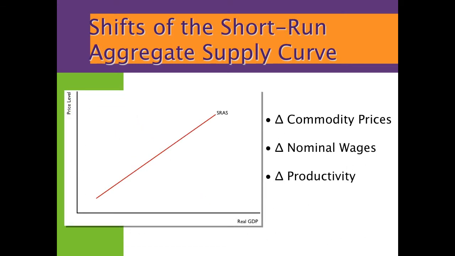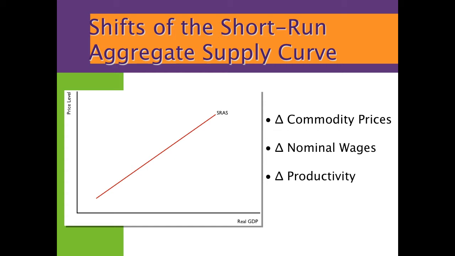So what causes a shift in short run aggregate supply? Again, short run runs diagonally. Long run runs vertically, straight up and down. Commodity prices. An example would be corn or oil. What is it that goes into the cost of making something? Nominal wages, and then productivity.